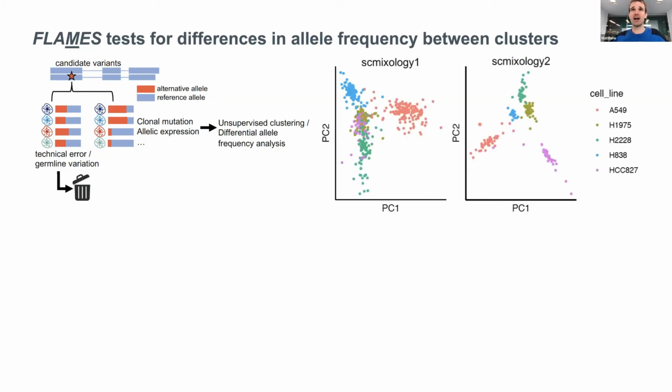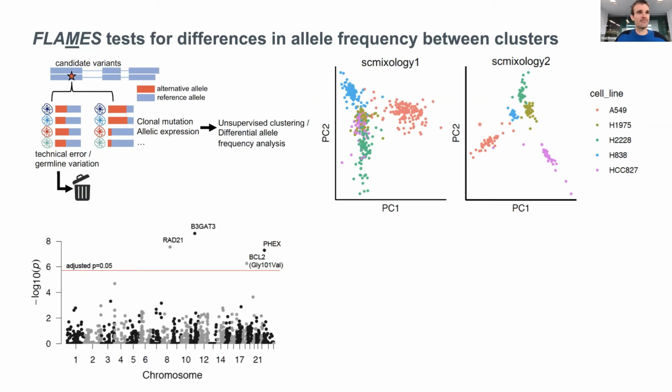So if we make PCA plots from that allele count matrix, you can see that based on these mutations alone, you can separate and see structure between the 5 cell lines that we've mixed, for both the repeats of this cell line experiment.